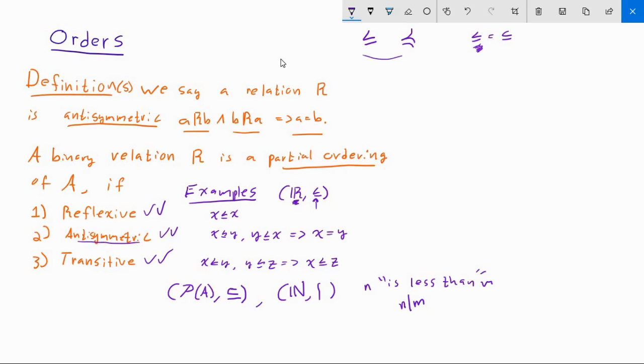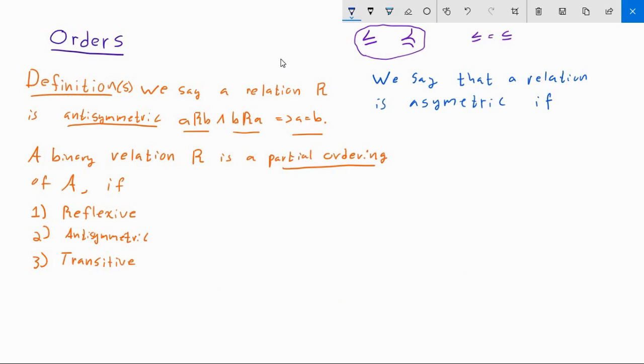So we're going to use these to describe more general sorts of orders. In order to define the second sort of opposite notion of a symmetric relation, we're going to say that a relation R is asymmetric if it's the case that if A is related to B, then it means that B is not related to A.